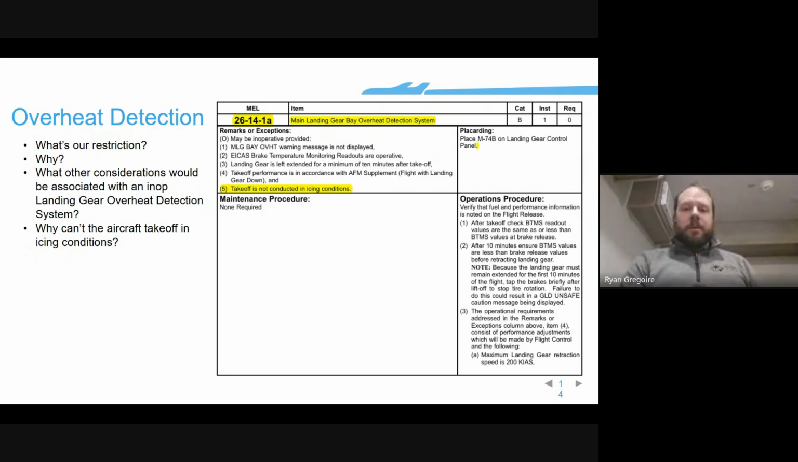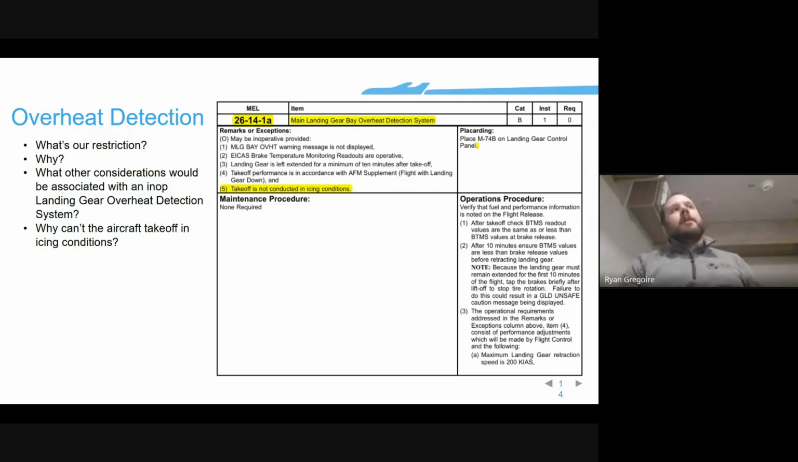So if we no longer have that system to tell us that the main landing gear is hot, we don't want to risk retracting it into the aircraft if it is in an overheated state. So the MEL stipulates, in order to ensure that the landing gear has a chance to cool off if the brakes were overheating or had reached an increased temperature, we need to leave them extended for 10 minutes to cool off.